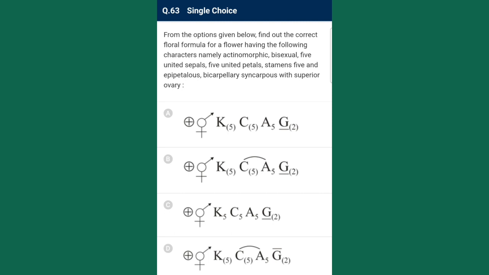For this question, the answer is option B. See the first symbol, actinomorphic, bisexual. Calyx consists of 5 sepals united, written within the bracket, and corolla consists of 5 petals united, given within the bracket. Then androecium 5 epipetalous, gynoecium bicarpellary, syncarpous superior ovary. So the correct option is B.